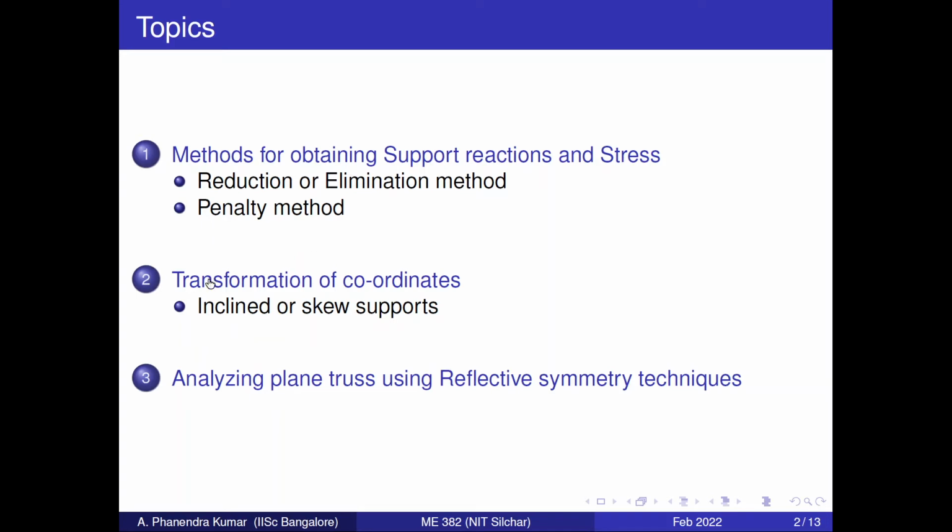For that we need to know how the stiffness matrix will vary if there is a transformation in the coordinates. So the second part will be based on that. I will try to cover this today itself, but let's see whether it gets postponed to the next lecture. In the last part we will see how to deal with problems if there is a symmetry in the plane truss, and how to identify the symmetry in the plane truss. That will complete our finite element formulation for plane trusses.